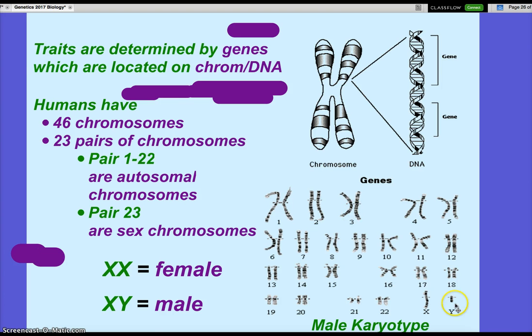Pair 23. And this is a picture of what people look at when they look at a karyotype, like a picture of your chromosomes. You notice that the 23rd pair shows the sex chromosomes. And you notice that these chromosomes go from biggest to smallest, and then the sex chromosomes, which are unique. So our autosomal chromosomes are actually lined up that way, from the largest chromosomes to the smallest.